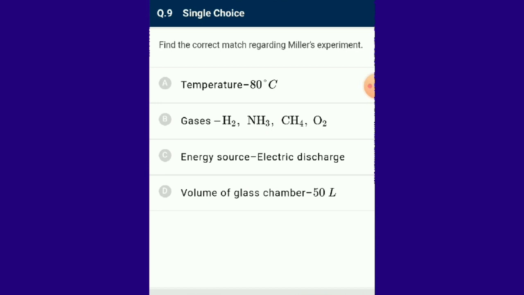The gases were allowed to condense in a narrow tube and pass through a liquid flask. This experiment was set for several days and the products were analyzed chemically. As a result, a few amino acids and complex organic compounds were obtained. So this gives the experimental proof for the formation of the first life form. So the answer is option C. Energy source, electric discharge.